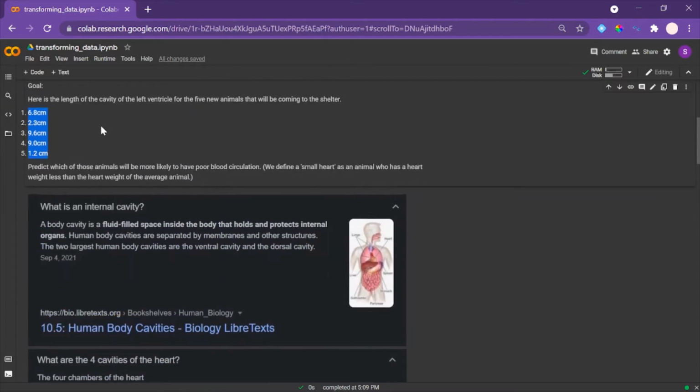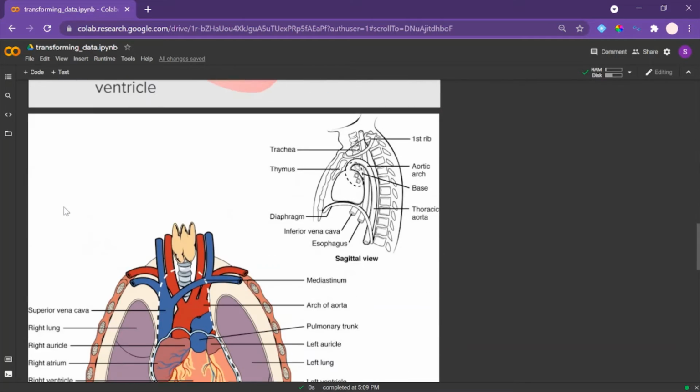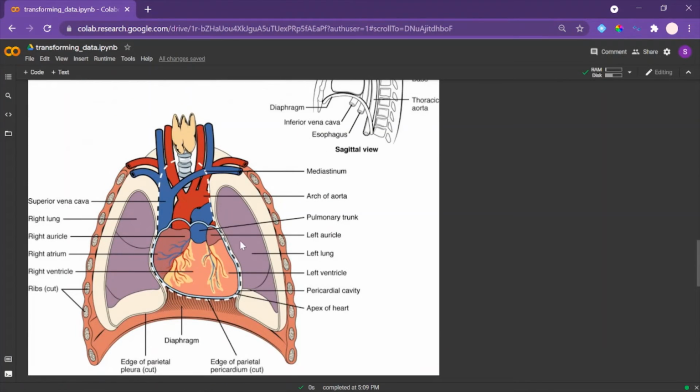So what is a cavity, first of all? A cavity is a fluid-filled space inside the body that holds and protects internal organs. If you take a look right here at this picture, the heart is actually in what's called a pericardial cavity. So that's this blue border you see here. That's the heart's cavity where it sits, right? You can think of it as a sac, holding basically all the organs. And cavities can be divided into subcavities.